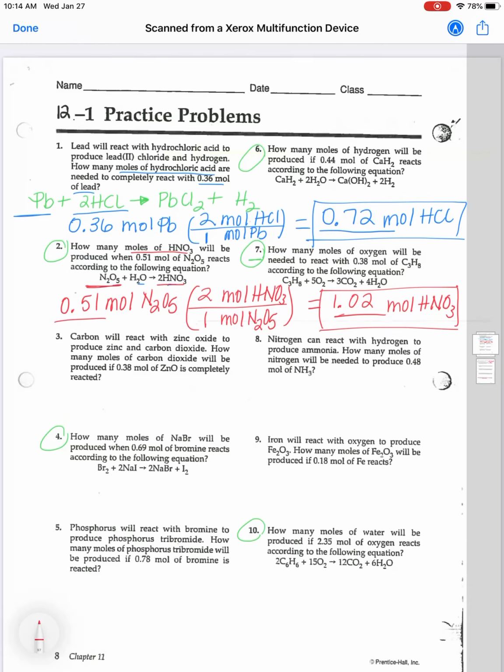of this worksheet and upload your assignment by 8 a.m. tomorrow. If you have any questions on this, please let me know. But remember, stoichiometry has to begin with a balanced equation. If the equation is not balanced, it is not useful.